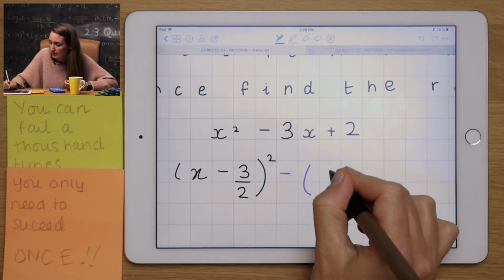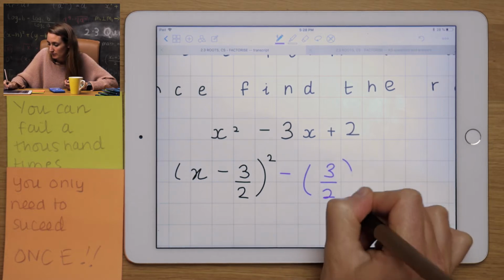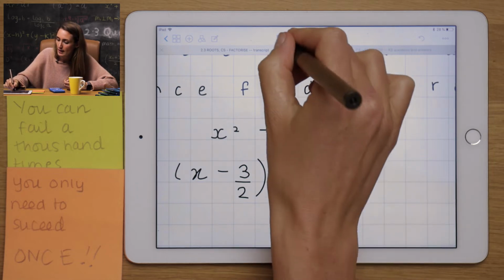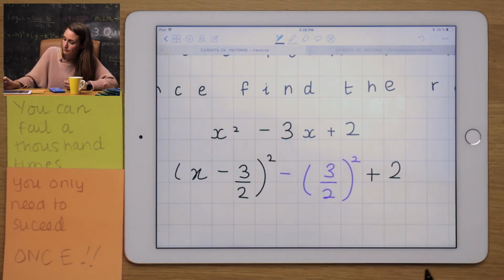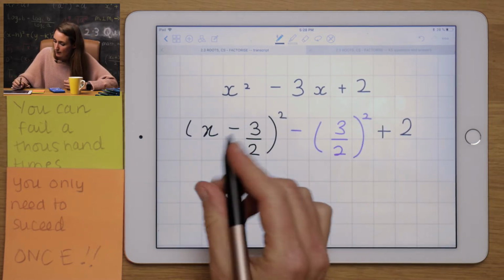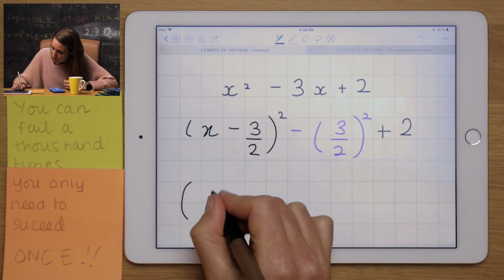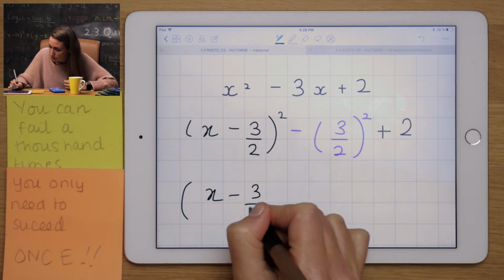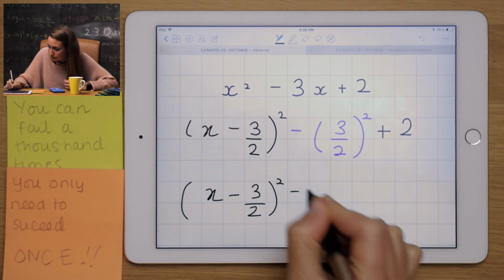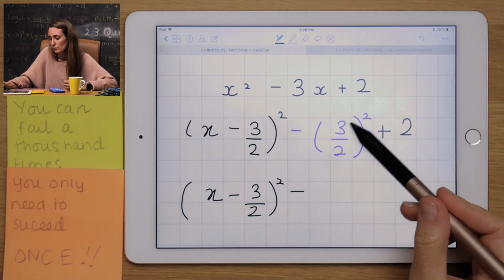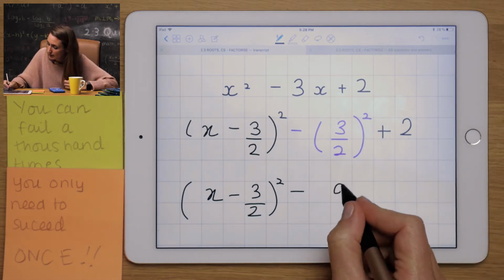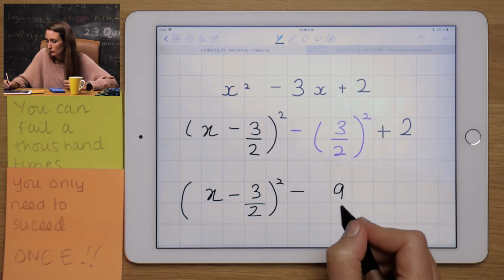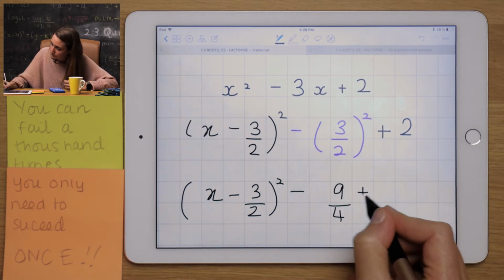I'm going to keep this in brackets so we don't make any mistakes. 3 over 2 squared. And then we have the plus 2. Okay. This part is finished, x minus 3 over 2 squared. Now here we have to put the squared on both of them. 3 squared is 9, 2 squared is 4.